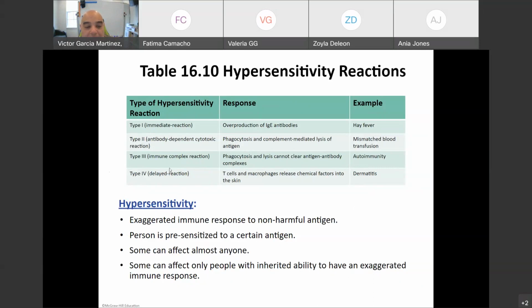It's going to be important if you can identify, especially these 2 types, the one which is caused by immune complex reaction, and it's going to be autoimmunity. We're going to be able to attack our own cells. This is type 3. And the other one, which is really, really important, is type 2. For example, when you have a mismatched blood transfusion, you're going to have agglutination, and that is type 2 hypersensitivity.